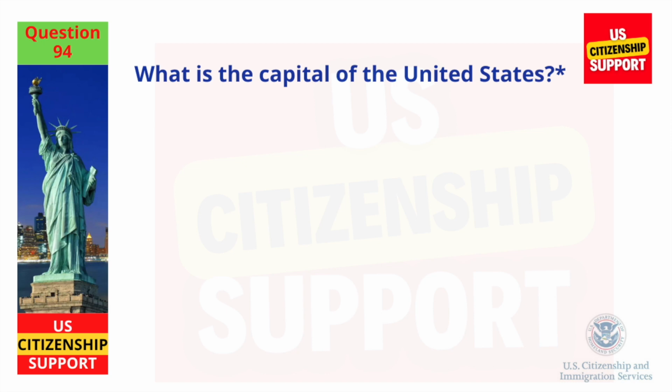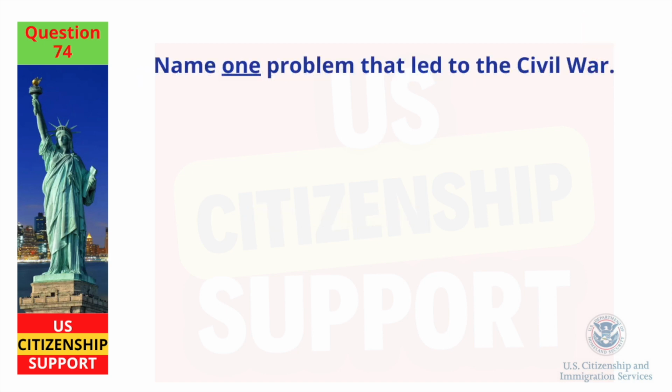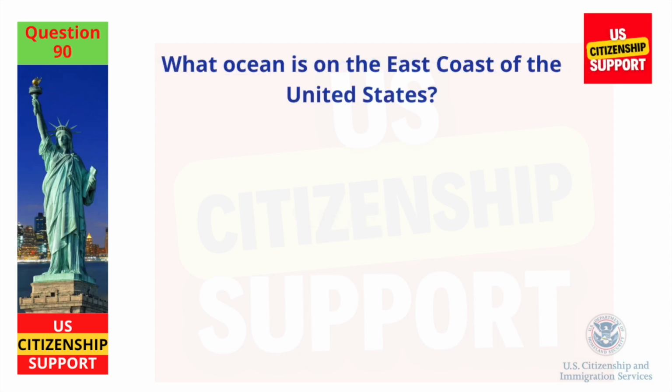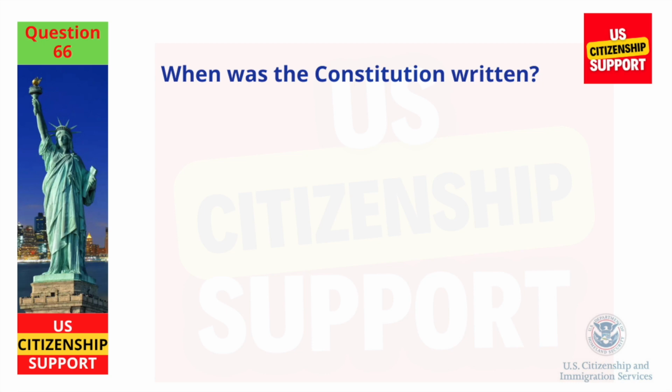What is the capital of the United States? Washington, D.C. Name one problem that led to the Civil War. Slavery. What ocean is on the east coast of the United States? Atlantic Ocean. When was the Constitution written? 1787.